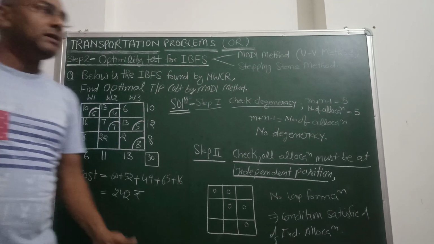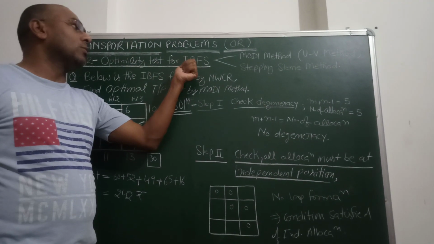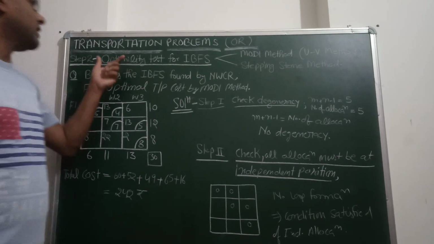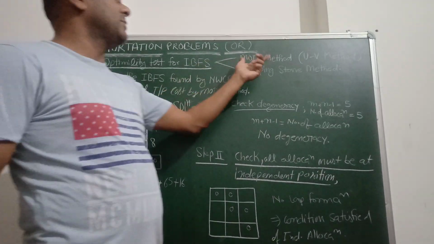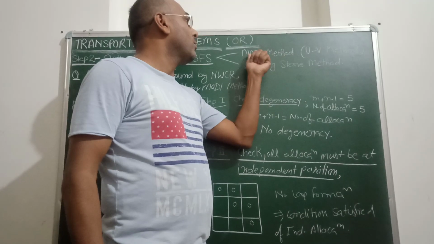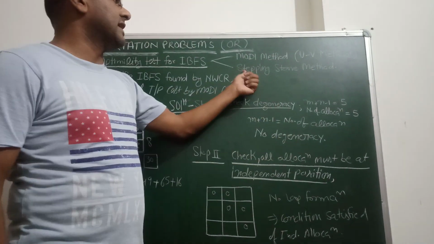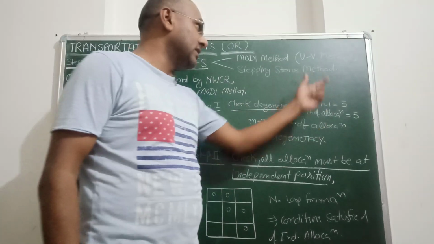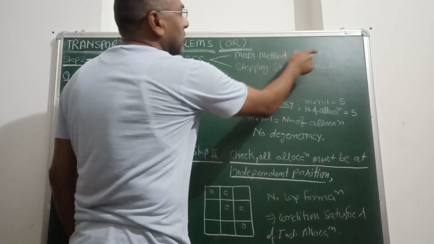Now you know that in the second step we check the optimality of the cost received from IBFS. So how can we check the optimality of the IBFS solution? This can be done by using two methods, that is the modified distribution method, which is also called the UV method, and the second one is the stepping stone method. In today's lecture we are going to study the modified distribution method or UV method.